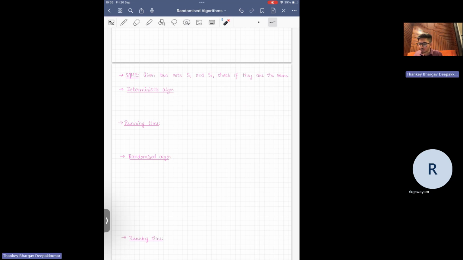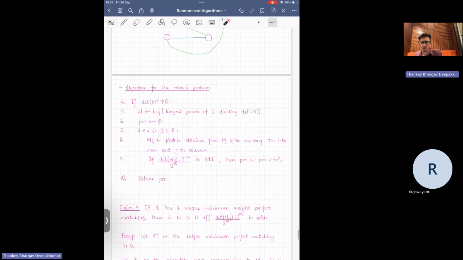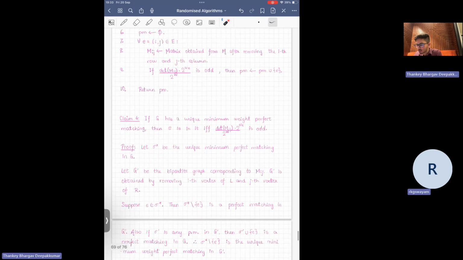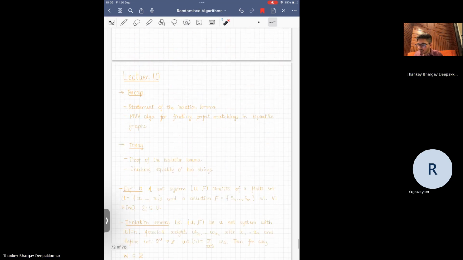So tomorrow we'll do two things. Check if two sets are the same using Schwartz-Zippel. Check if two strings are the same using some randomized algorithm. Over there I won't use Schwartz-Zippel; I'll give two algorithms, one using it, one not using it, but fine. So these are randomized algorithms to check that two sets are the same, two strings are the same. And the proof of the isolation lemma.